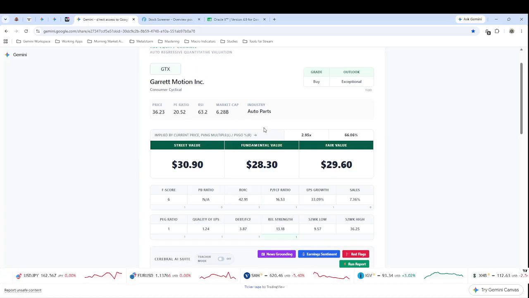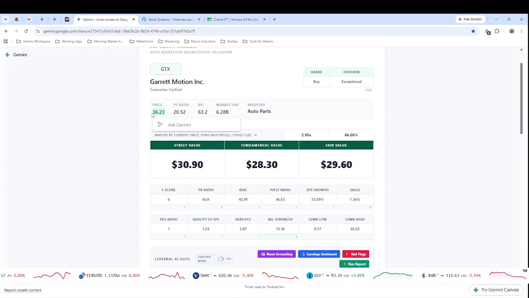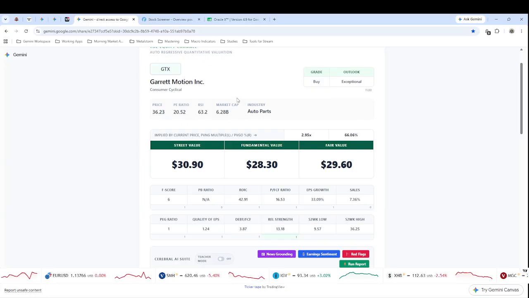Okay, all right. I go GTX again. As you can see, definitely not trading at a discount here. I believe Murphy was trading at a discount. I did notice that Garrett Motion had a negative equity there. But we'll see how this plays out.